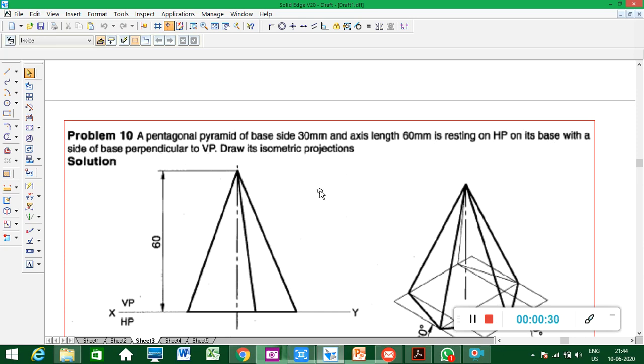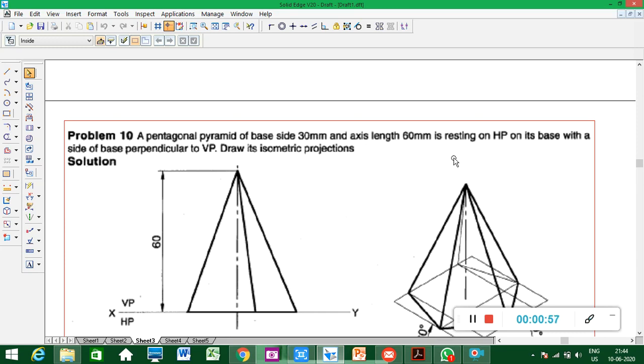Draw its projections. So what is the solid? It is a very simple solid, a single solid, a very simple problem. You have to draw the isometric projection of a pentagonal pyramid of base side 30 mm and axis length 60 mm. I hope you can imagine how the pentagonal pyramid looks in 3D. There is no difficulty in thinking about the 3D figure.